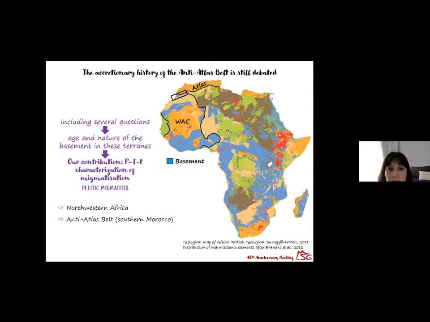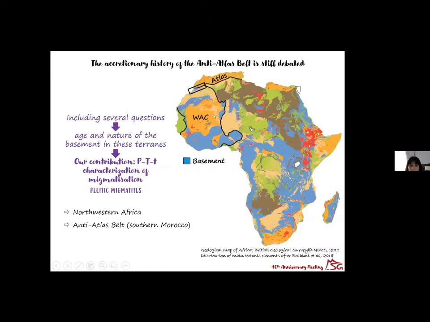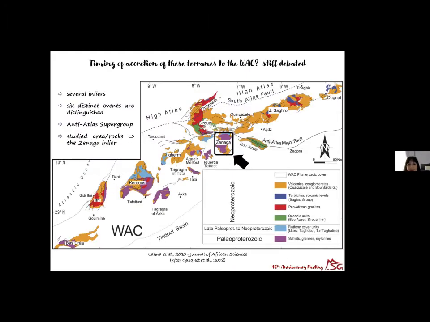Our contribution would be the timing and the pressure and temperature characterization of the migmatization event that is preserved in some Paleoproterozoic migmatites that outcrop in southern Morocco, in northwestern Africa. In this area, you can see several inliers, and in all these different inliers, up to six different events have been distinguished. All of them are made of different units that have been grouped under the so-called anti-Atlas supergroup.